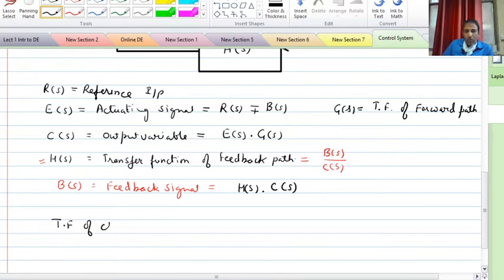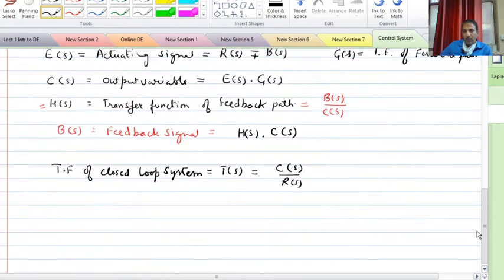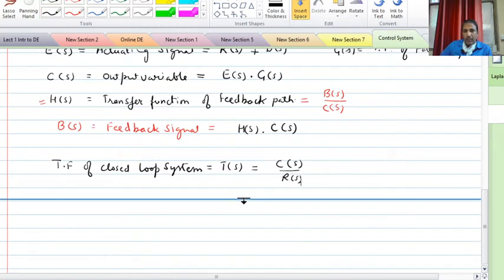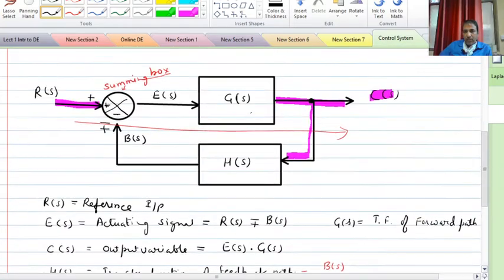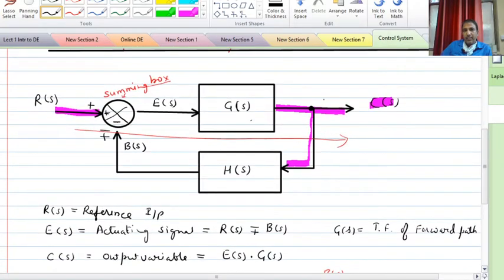So if we want to find the transfer function of this complete block diagram, the transfer function of the closed loop system, which is not shown here, it is T(s) and is given by C(s) divided by R(s). Now how can we calculate this? Start calculating in this way: as you know, this C(s) can be written as E(s) multiplied by G(s).